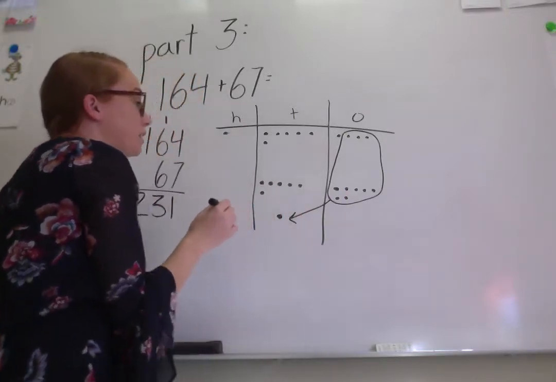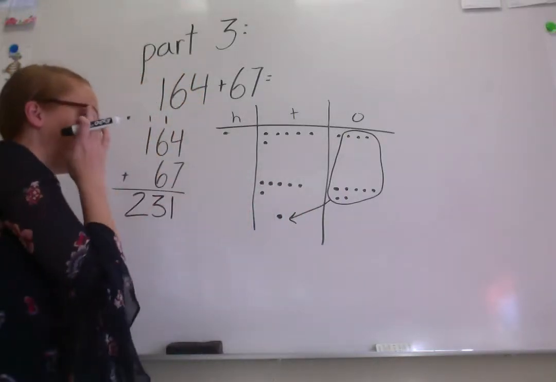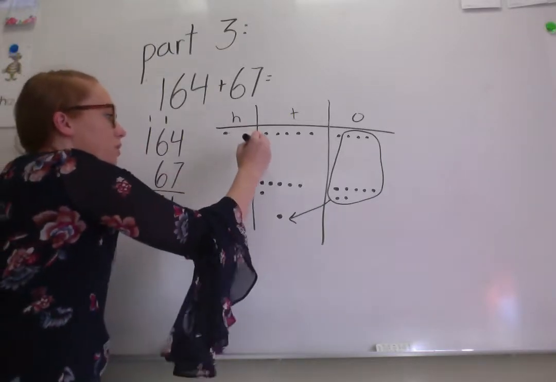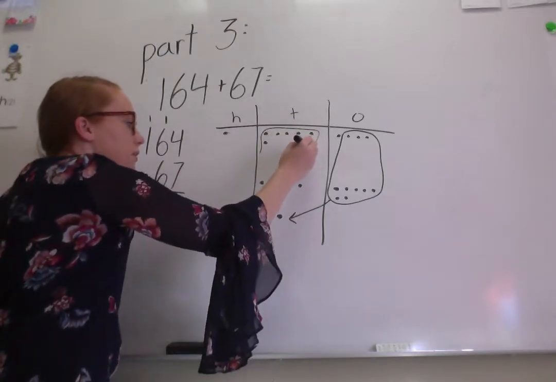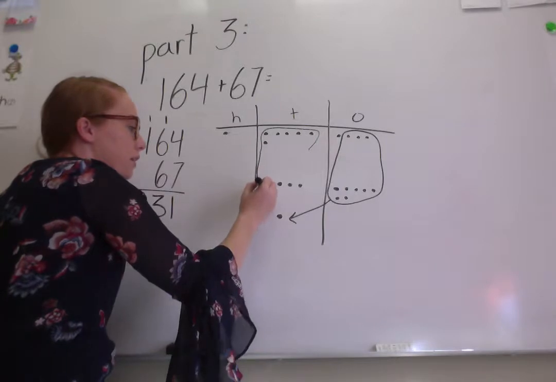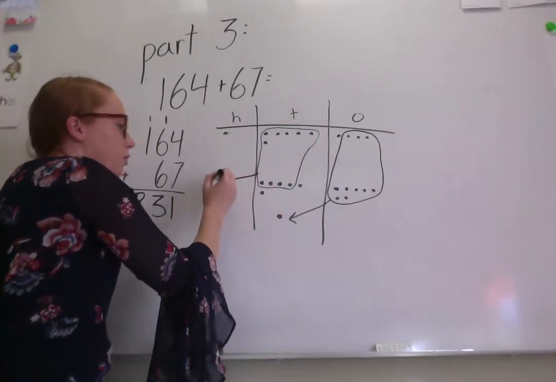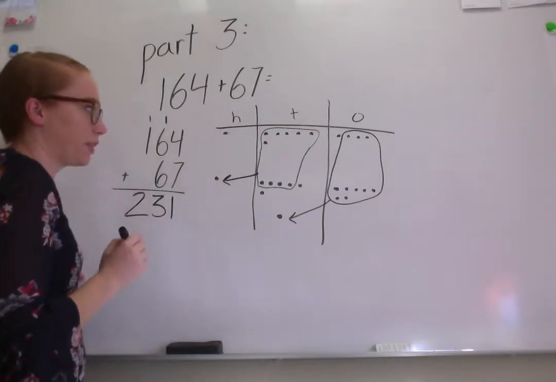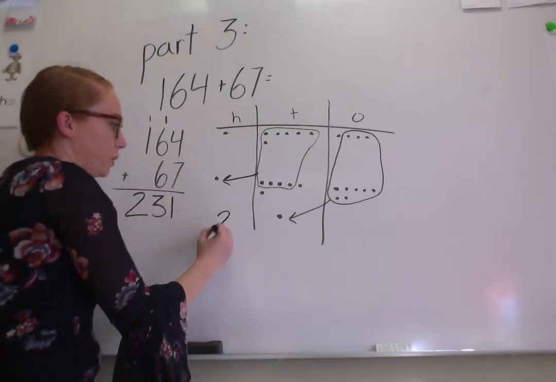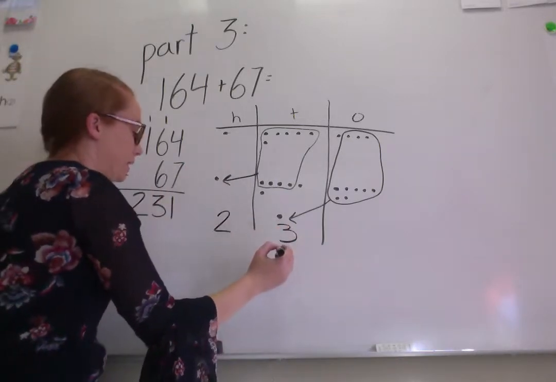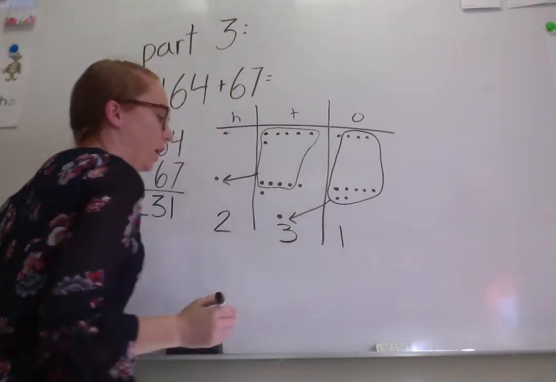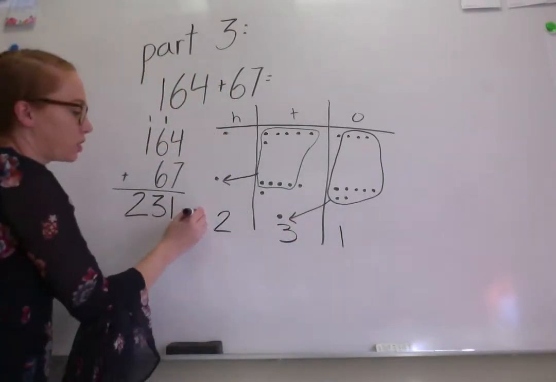Do I have more than 9 in my tens place? Yes. So I'm going to circle 10 of them. 6, 7, 8, 9, 10. Draw an arrow, put a dot. Now that I've regrouped them, let's see how many I have. 2 in the hundreds, 3 in the tens, 1 in the ones. My answers match, so I feel confident.